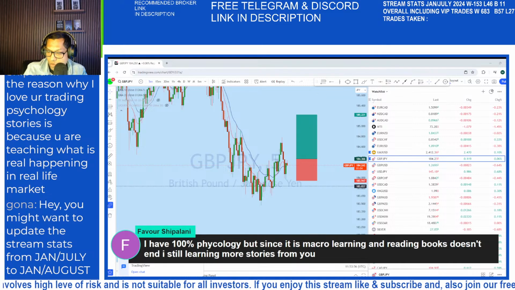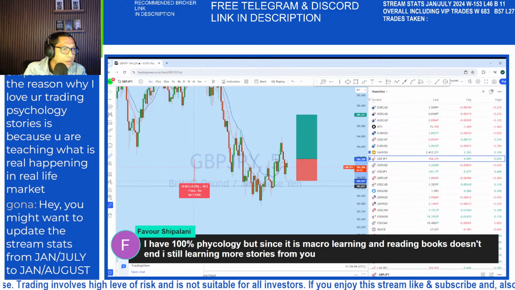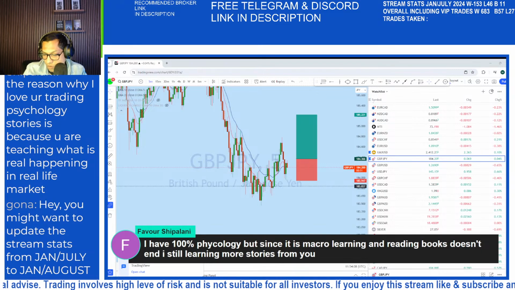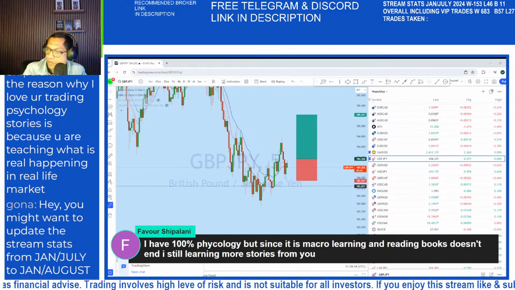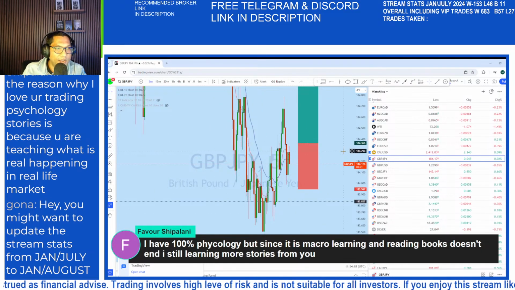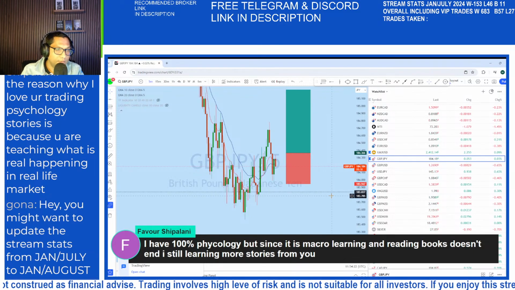So TP will be at 185.22. 42 pip stop loss, buy stop. Okay, so let it drop first, and then if it bounces back up, we will be looking to enter, otherwise not.